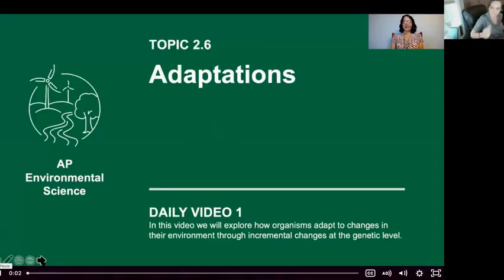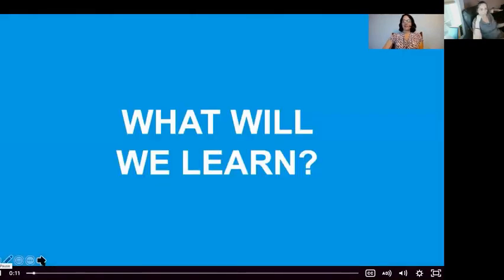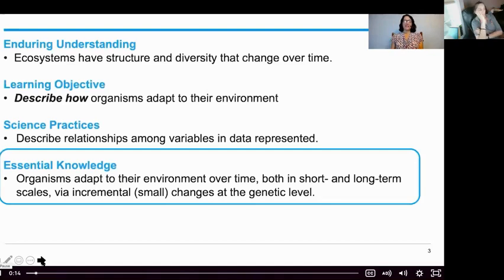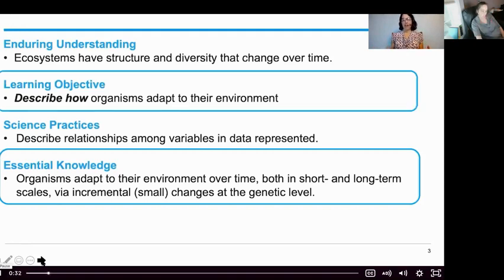Hi, Ms. Fassler back here again to start topic 2.6, one of my favorite topics in Unit 2, adaptations. Let's see what we're going to learn today. The essential knowledge statement, that concrete piece of information that we're going to work with, is that organisms adapt to their environment over time, both in short and long-term scales via incremental or small changes at the genetic level. In order to show that we understand that, our learning objective is to be able to describe how organisms adapt to their environment. That's kind of a mouthful, so we're going to revisit that essential knowledge statement at the end. Make sure you have a really good handle on it.